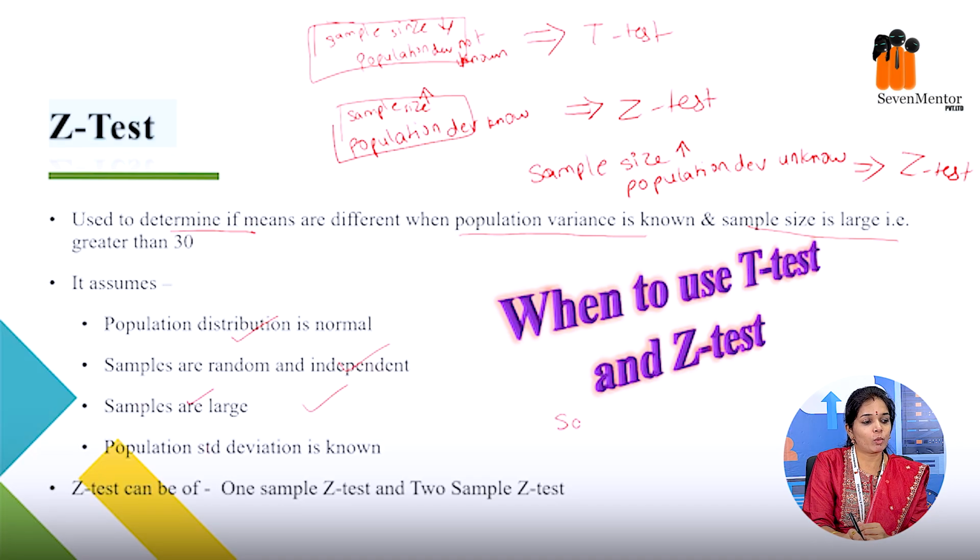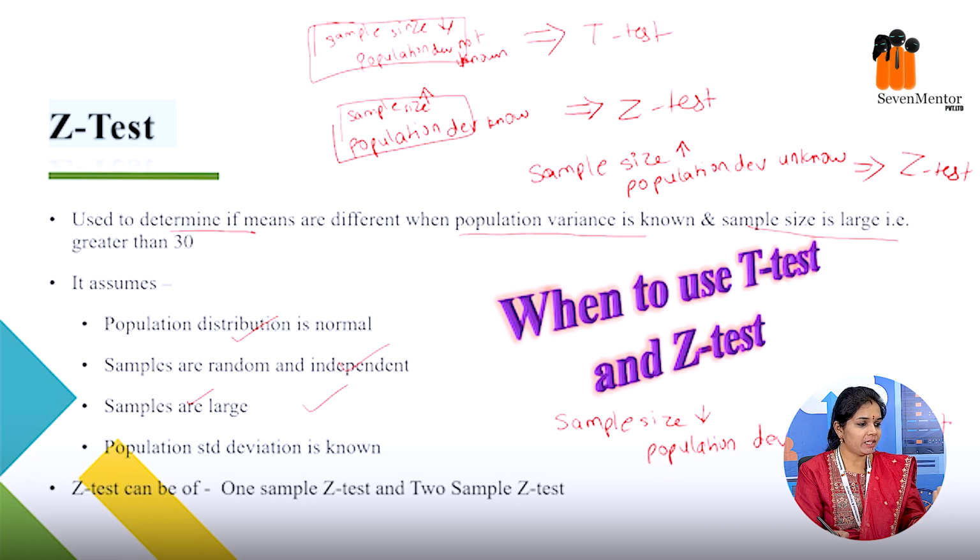One more question: if sample size is small and population deviation is known, which one? Same, z-test. Just now I told you, right? If any one of them is known, then we can go with the z-test. Just try to remember this.